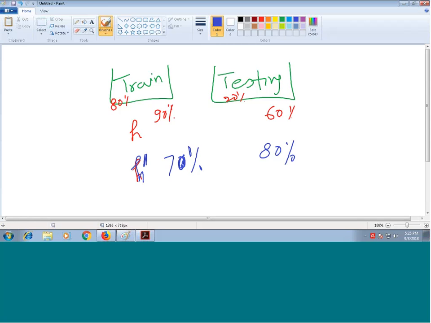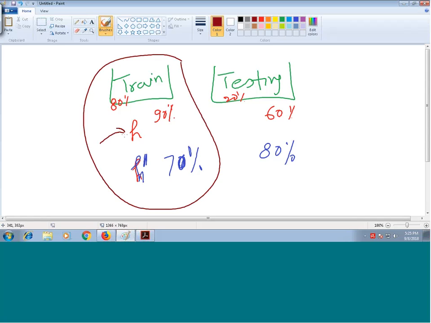Can you tell me which hypothesis is better? H or H dash, which hypothesis is better? H dash. Although you know that you cannot do anything because only training data is given to you. So given the training data only, the best hypothesis is this.